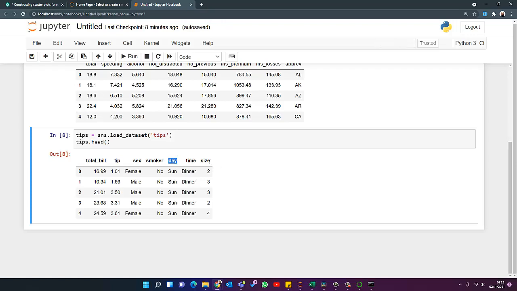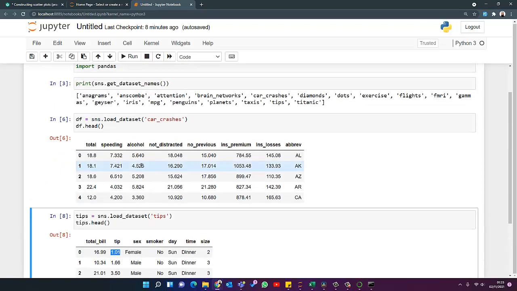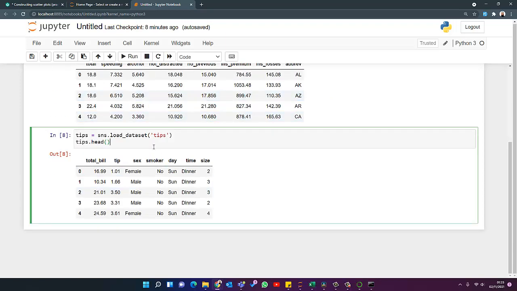So from this dataset, what I can understand is that on a particular table, at a particular time and day, there is a non-smoker female person who is tipping $1.1 or pounds, where the total bill was 17 pounds. And I can understand what's going on, so we can try to visualize some bits and pieces from this dataset. We can also explore some other datasets, but for today's video we can work on this dataset.